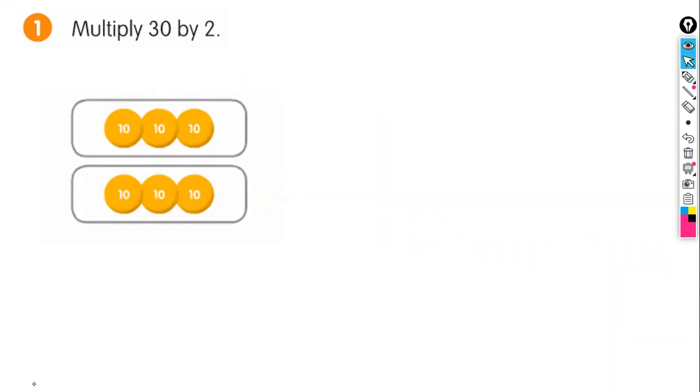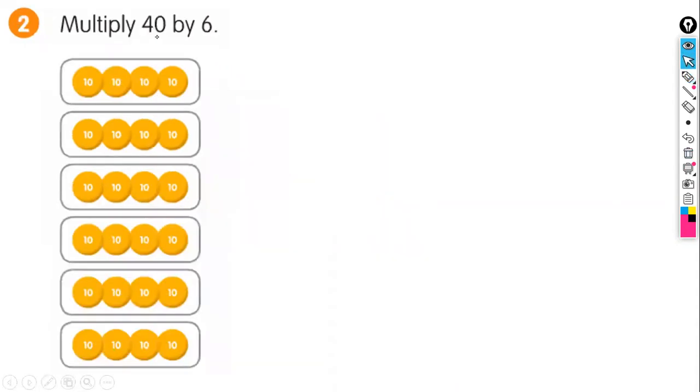Let's move to the next question. Here we are multiplying 40 by 6. Again, these 6 are the number of groups here. 1, 2, 3, 4, 5, and 6. So we are having 6 groups and each group is having 1, 2, 3, and 4 tens.